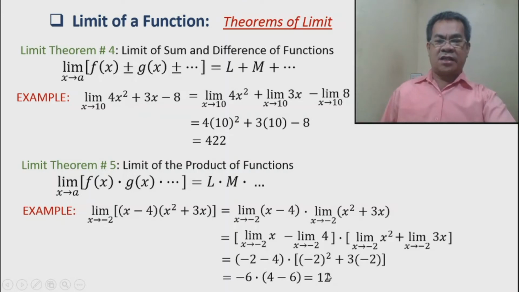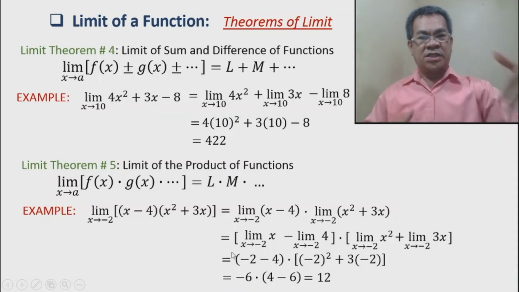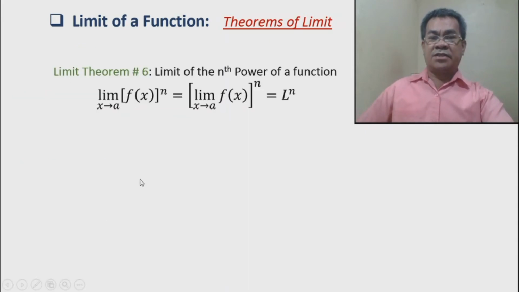Remember, this is not necessarily equal to 12. Why? Because this is not necessarily equal to 2. So you notice that the limits exist. For example, this one exists as 422, and this limit exists at 12. So all our examples exist at a certain number, which means that the left-hand and right-hand limits coincide.